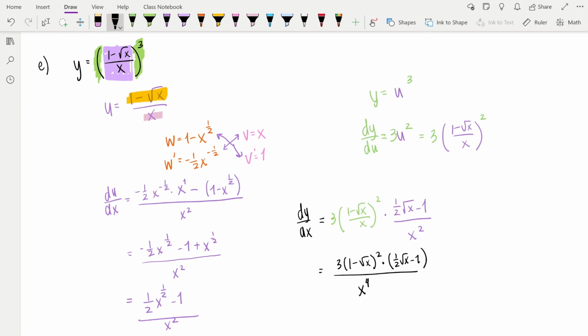Whether you are motivated to expand this numerator or not really depends on what the question asks. I'm not super motivated to do it right now. It would probably simplify kind of nicely. We have roots and squares, but unless they specifically say I have to, I'm going to leave it like this.